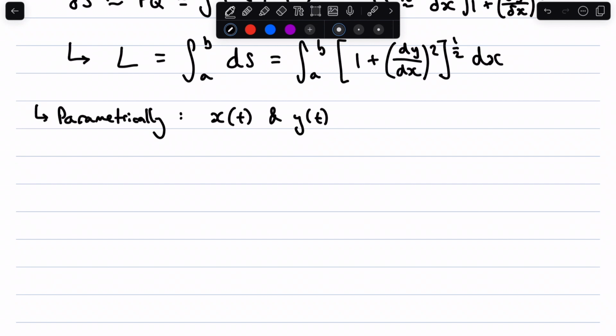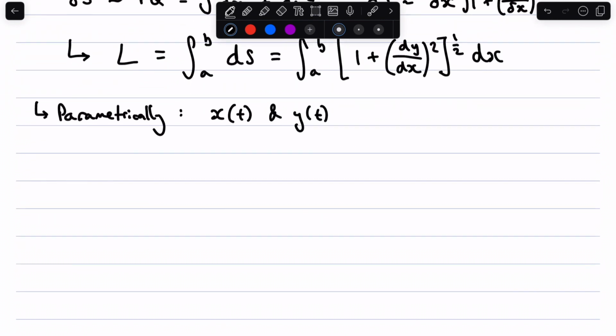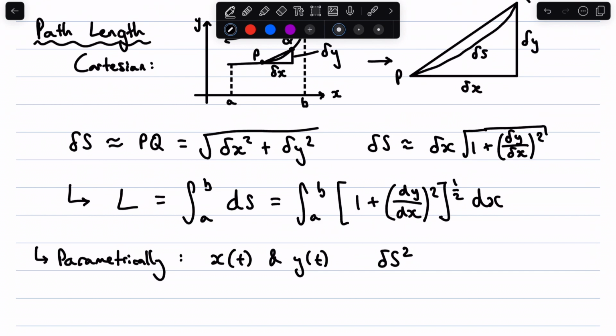So now imagine the same case, but instead we've got a parametric function where x is a function of t and y is also a function of t. So what we can do is the same as before, find our delta s. Instead of writing delta s with this square root, I'll write delta s squared equals delta x squared plus delta y squared, approximately. And you can see that's just by squaring this across.